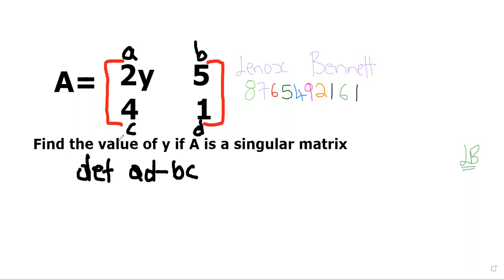All right. So all we have to do now, but this must equal 0. That's a very important part, because since they say it's a singular matrix, it means that it's equal to 0. So after I multiply everything, it's equal to 0. All right. So let's go. So it's AD, so that's 2y times D, which is 1, minus 5 times 4.